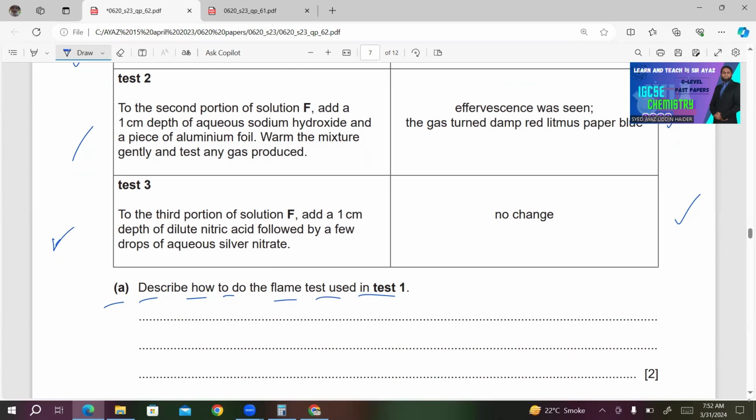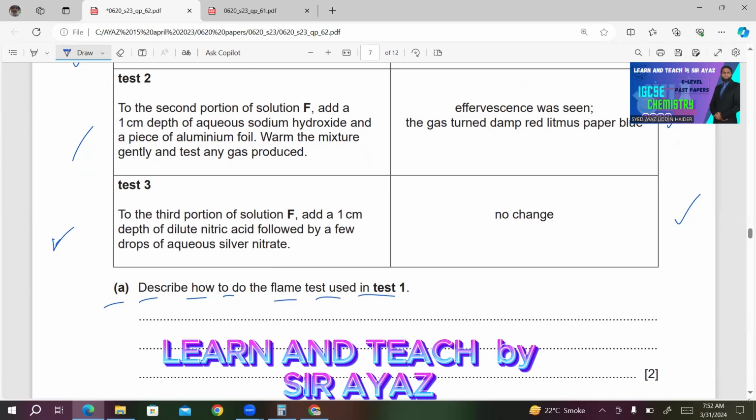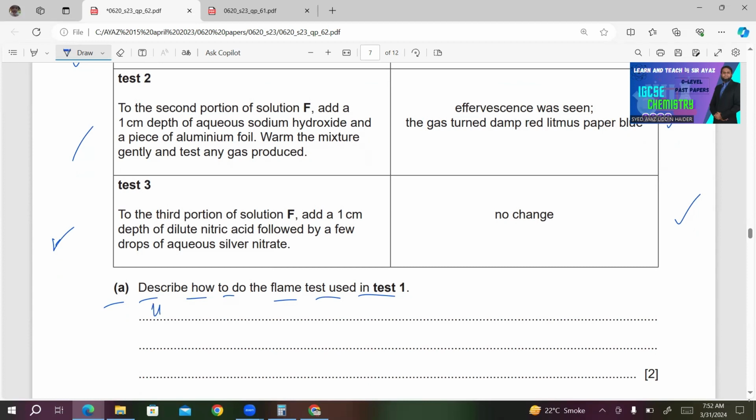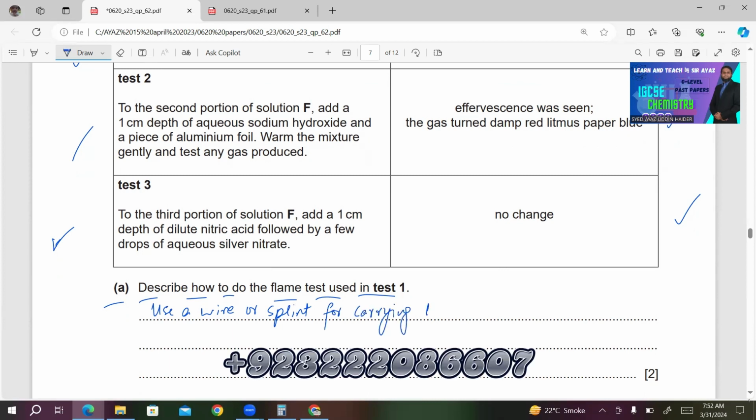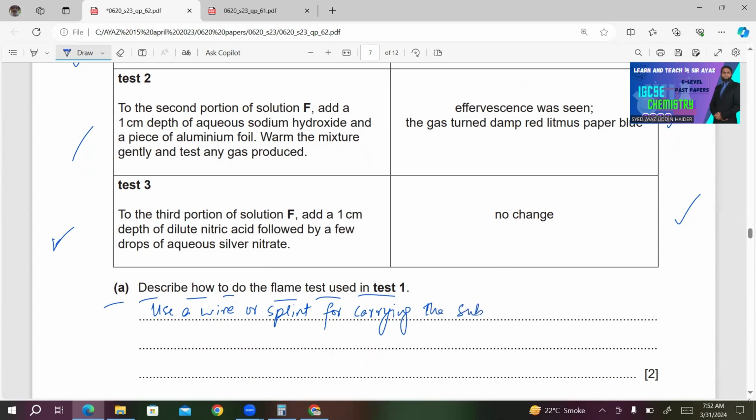You can use a wire or splint for carrying the substance into a flame, and put the sample into the blue flame.